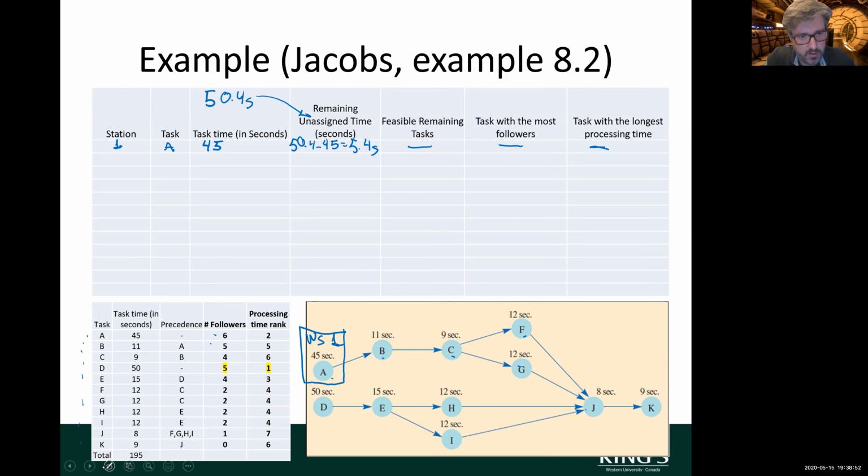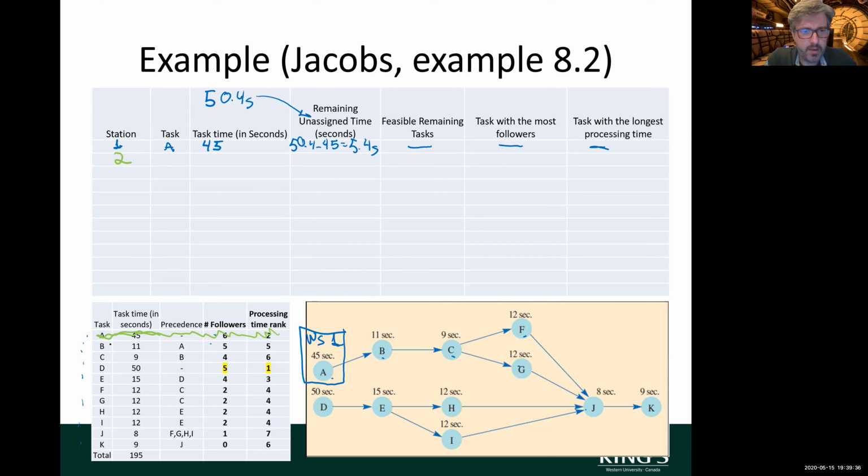All right. Now let's see. I'm going to change the color of my pen over here. So let's go to green. So let's go to workstation number 2. What can we do with workstation number 2? By the way, A is done, so I'm going to cut A out. There you go. Okay. Now let's look at the next task with the highest number of followers. So what can I do? So B wouldn't quite work. Oh, let me look at my list over here.